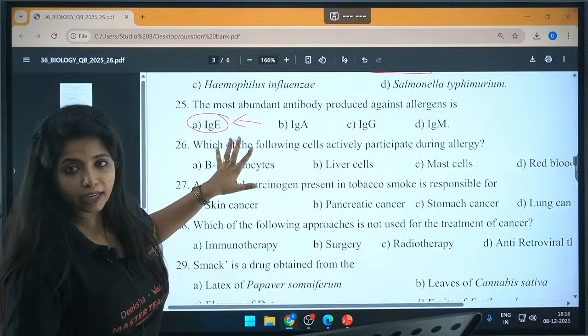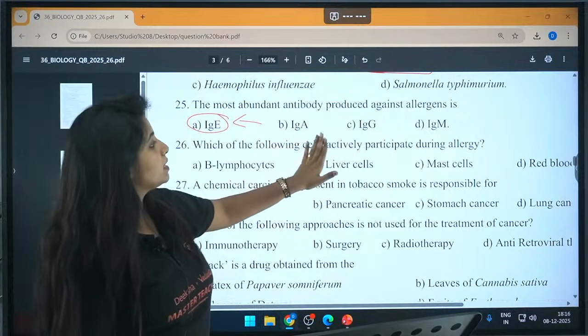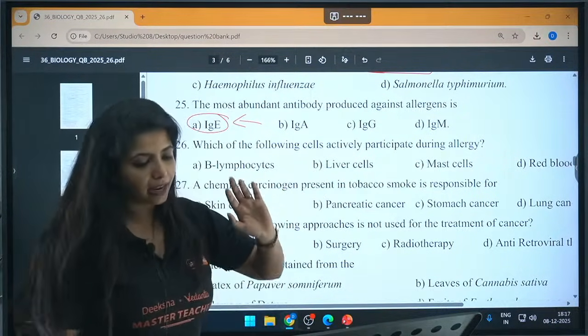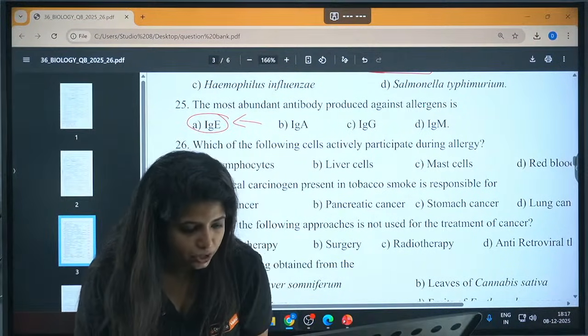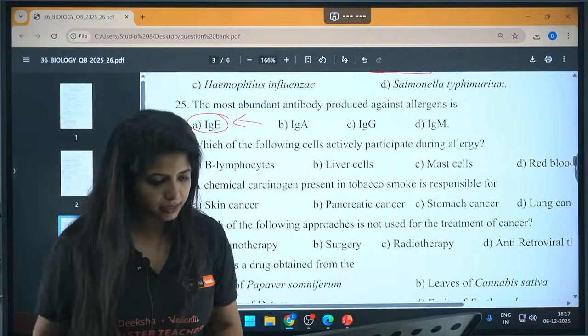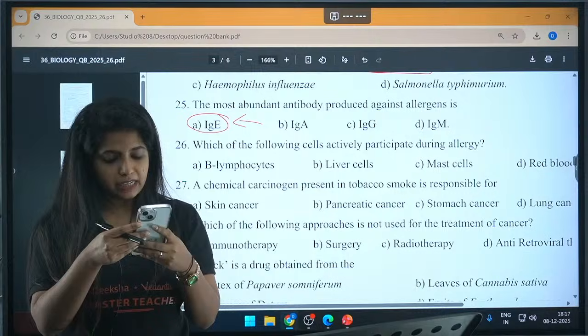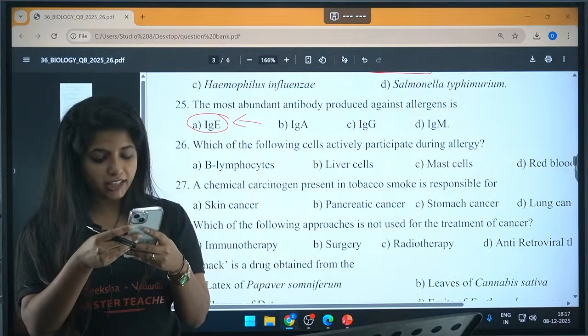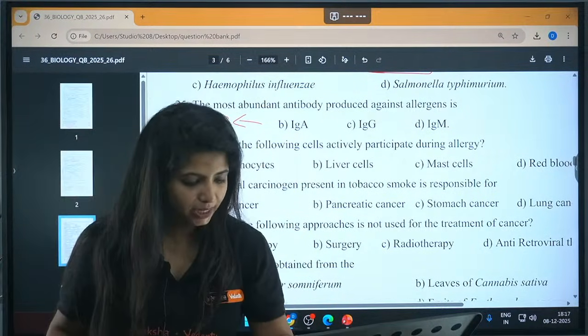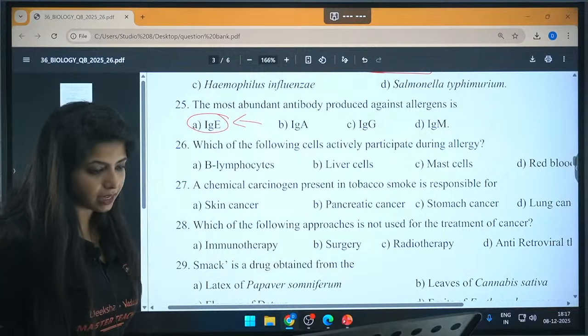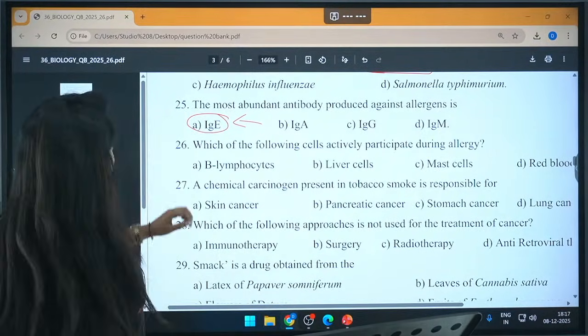I hope you will never forget it. 26th, which of the following cells actively participate during allergy? Now this is also allergy related question. Come on, solve this. Putta, you were correct, my dear child. Now let's solve the next question. Mansi says 26. The answer is C. Sagar also says C. Putta says C. Nagaraj is also here saying C.